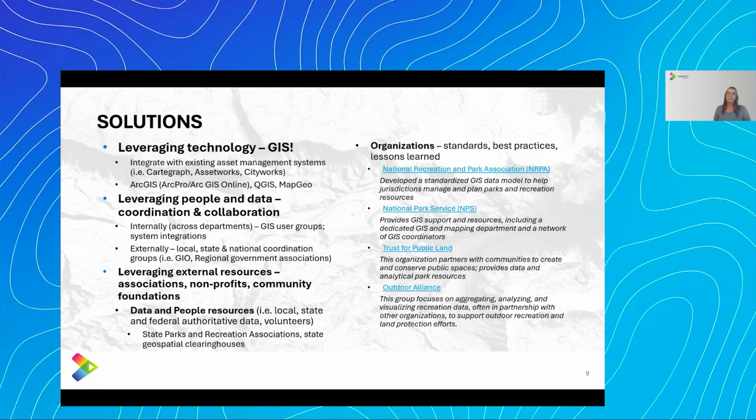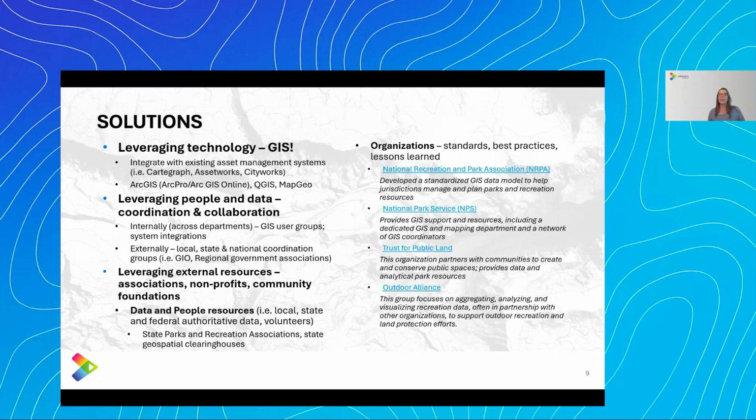So leveraging people and data internally, it's really important that you communicate across departments and that GIS is available across departments, so that we can collaborate and leverage the resources that we have more efficiently. Externally within that, the local partners, state partners, and national coordination groups, those are all resources that can help us leverage data and people more efficiently and more effectively.